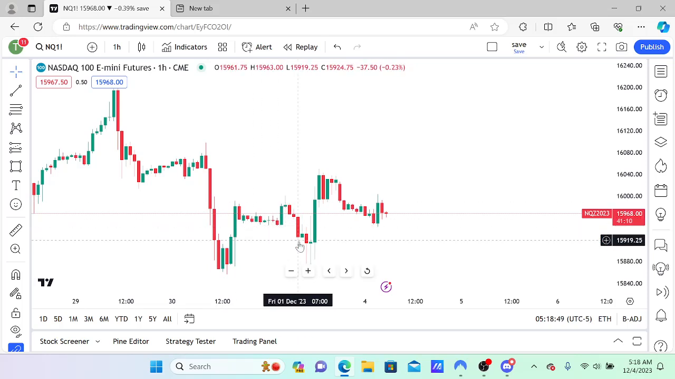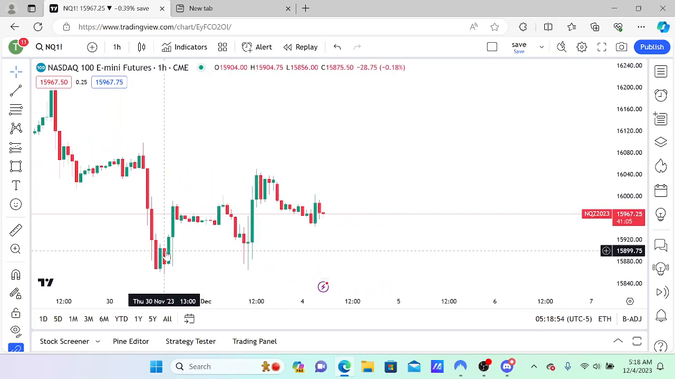Okay. So we took out that external range liquidity and it moved lower and it came down and it found support off this order block right here.